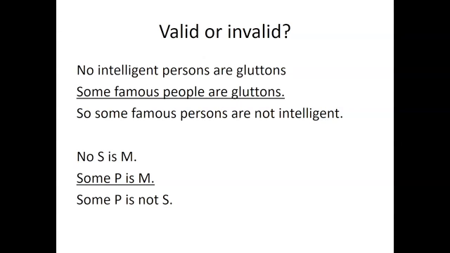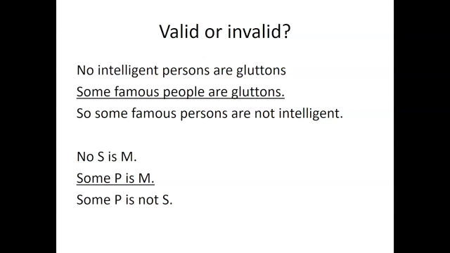The second rule was that if there is a negative premise, then the conclusion must be negative. And if there's a negative conclusion, there must be a negative premise. We see there is a negative premise. No intelligent persons are gluttons. And we're good to go because the conclusion is also negative. Some famous persons are not intelligent.